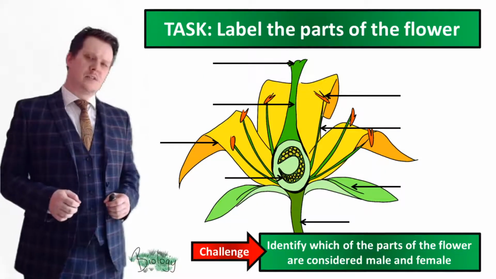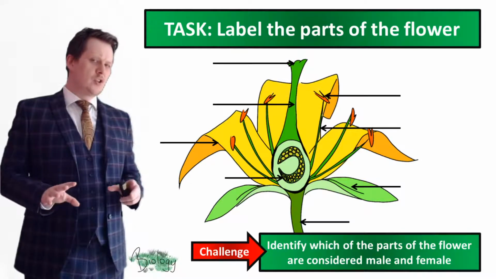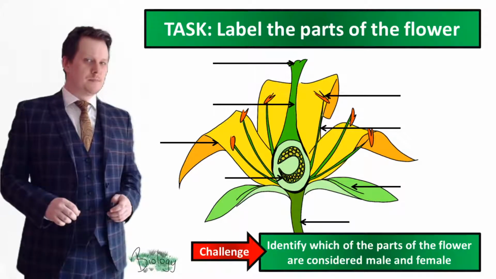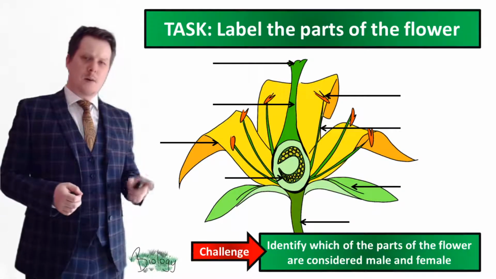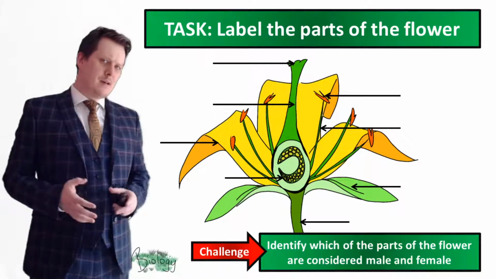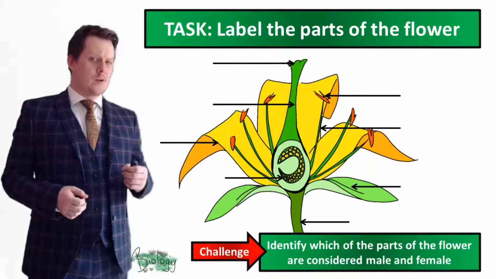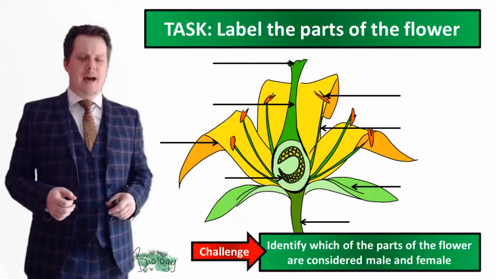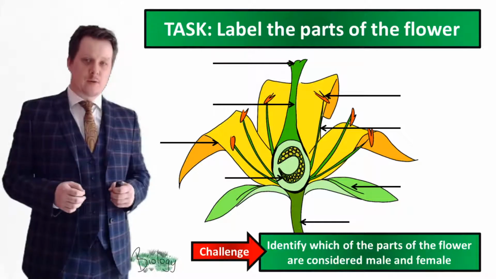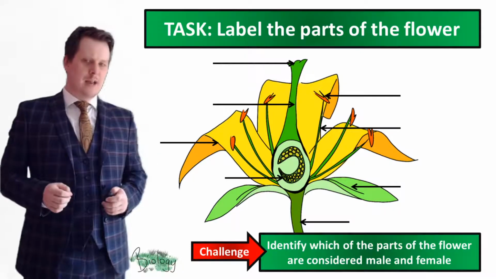For our first task you're going to need the worksheet. If you haven't got a worksheet, don't worry about it, but you're going to need to copy this diagram in your books. I'm going to be labelling the parts of the flower on my diagram, and as I go through it I'd like you to label yours as well. And as we label this flower, I'd also like you to consider which parts of the flower are going to be considered the male parts of the flower and which parts are going to be considered the female parts of the flower.